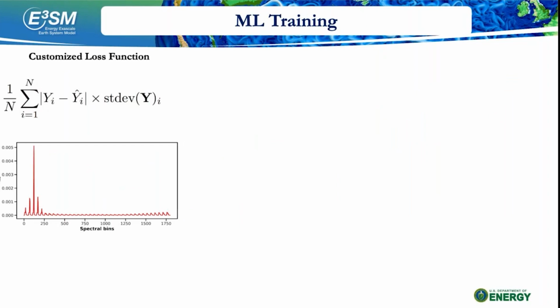For the ML training, we also did something different by using a customized loss function. We weighted the mean absolute error by the standard deviation of the output, and this is the standard deviation of the nonlinear interaction. As you can see, between 0 and 250 spectral mean, we have high variance, and using this allowed the model to learn small values better in this high variance region by penalizing using the standard deviation. We're going to show that this actually improves our ML model also.